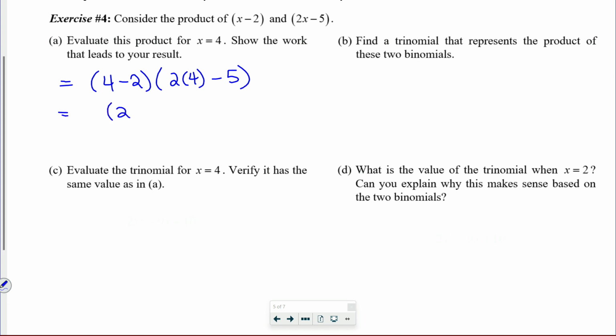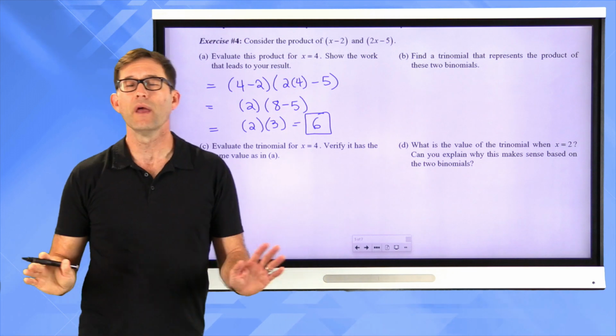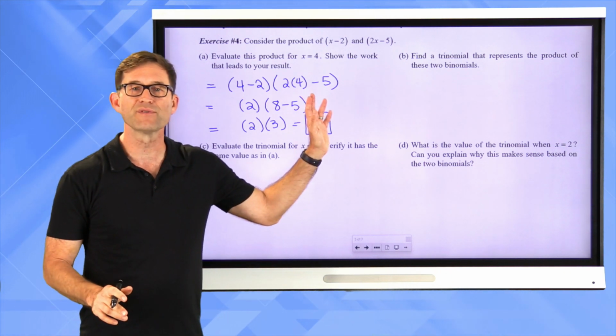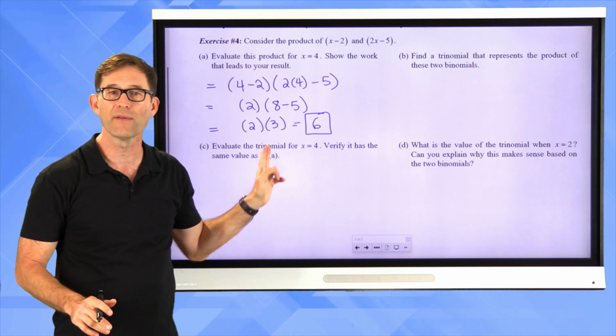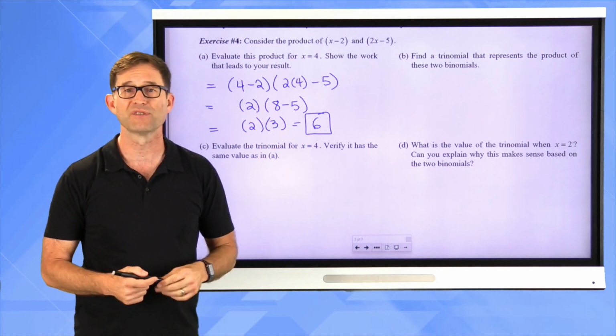So 4 minus 2 is equal to 2. 2 times 4 is 8 minus 5. So then we'll get 2 times 3, and we'll get 6. All right, great, right? So in other words, if I take x equals 4, and I substitute it into both of these two expressions, and I find their product, I get a product of 6.